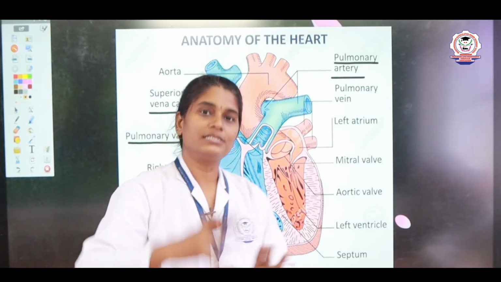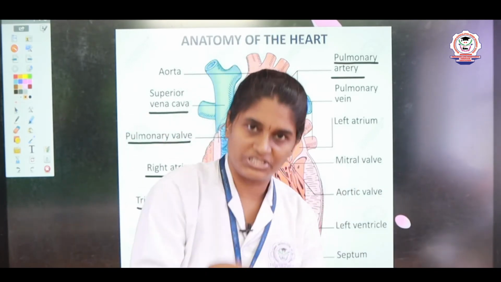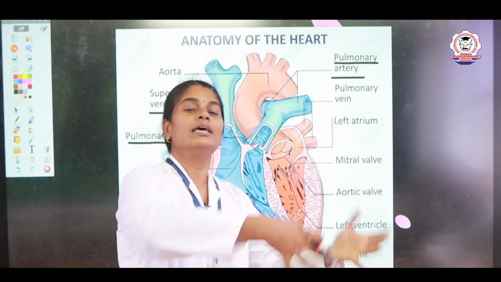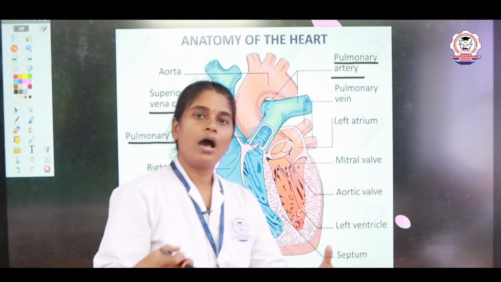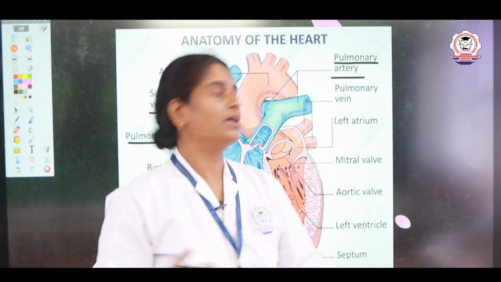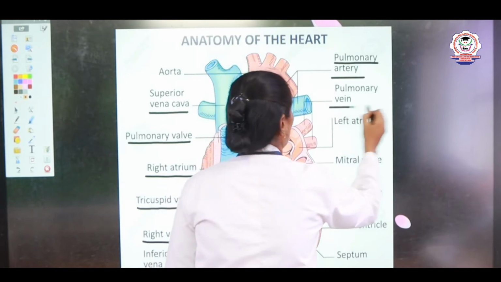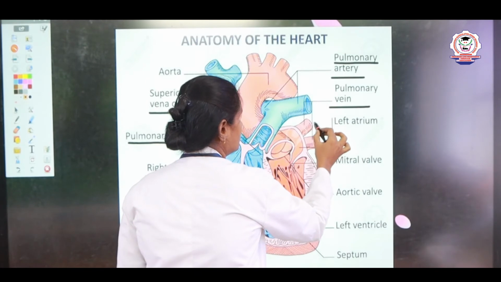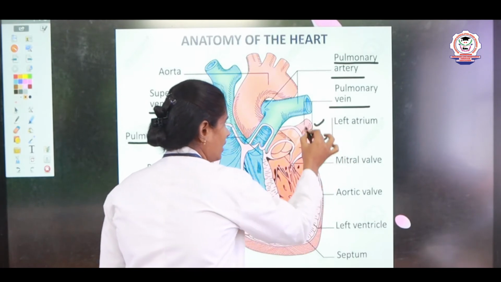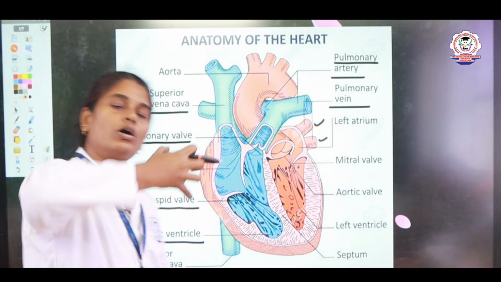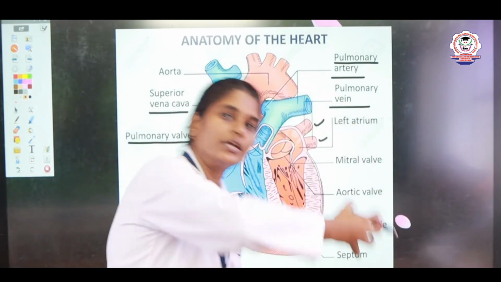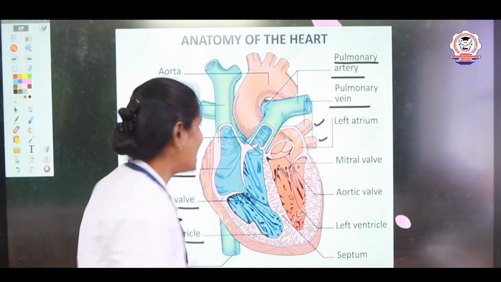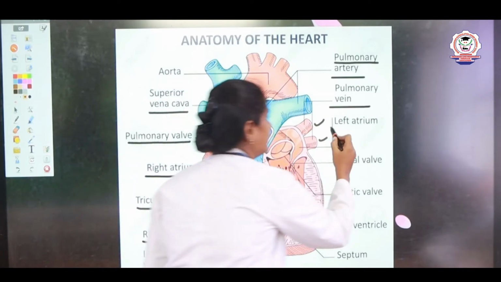So, in the lungs the deoxygenated blood is getting oxygenated, and the oxygenated blood from the lungs is taken back into your heart through a blood vessel which is known as the pulmonary vein. So, this is the pulmonary vein. The pulmonary vein brings back the oxygenated blood from the lungs into the heart, mainly into the chamber which is known as the left atrium.